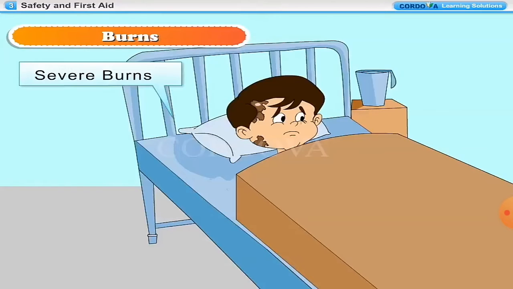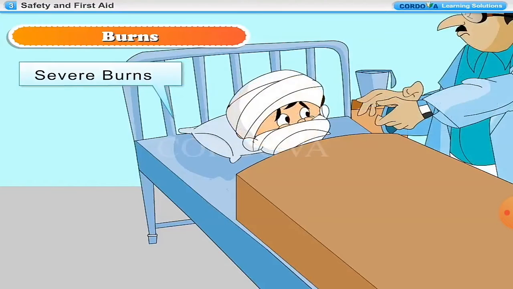Burns. Severe burns. In case of severe burns, take the patient to the doctor immediately. Severe burns need special care. Sometimes blisters are formed in the burnt part. They should not be pricked. Cover the burnt area with a clean piece of cloth to protect it from germs and also from dust particles and insects. Wash the burnt hand portion immediately with water.